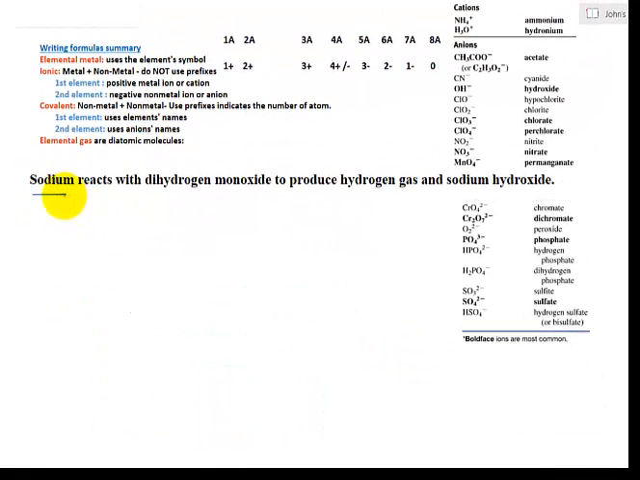We have sodium, that's the metal by itself, so we have Na, react with, so we use a plus sign, dihydrogen monoxide. This has a prefix in it, and it tells you the number of atoms, so it's a covalent compound. So di is a prefix for 2. In this case, we have H2. Mono is a prefix for 1, so it's going to be O1. But we do not write the 1. To produce, so we have an arrow.